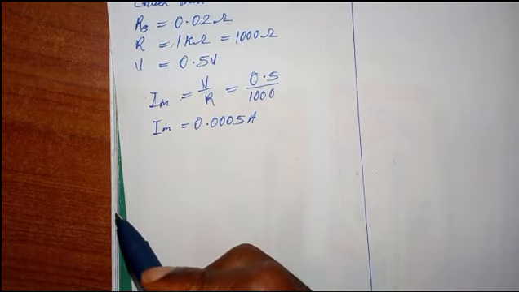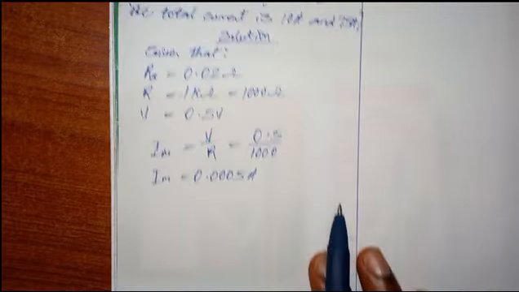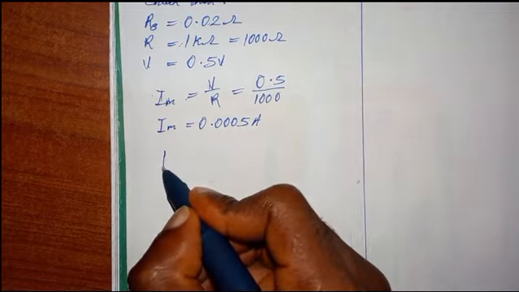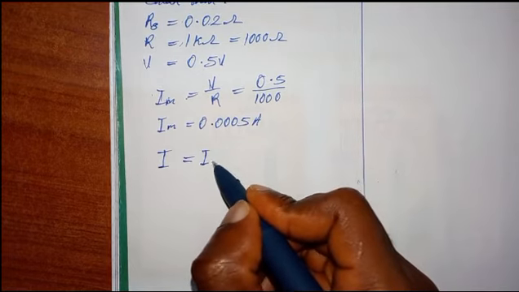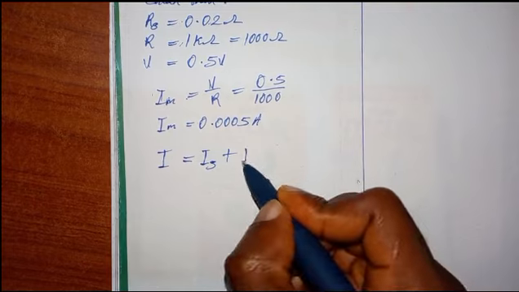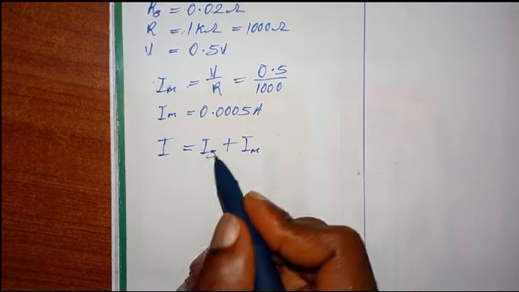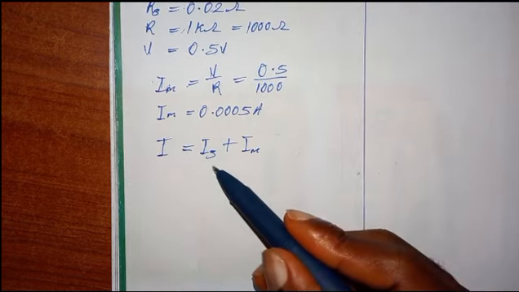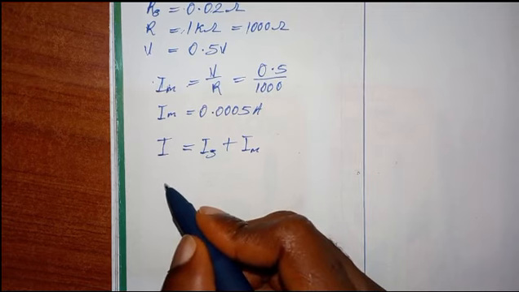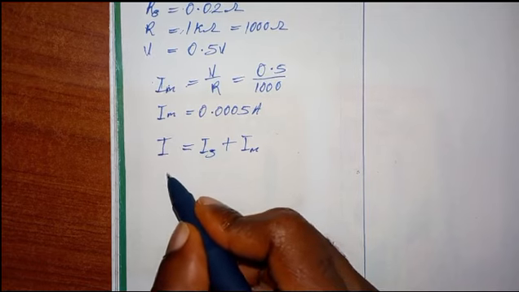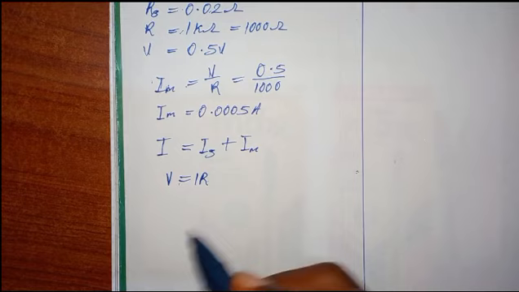So the question was, what total current does this correspond to? To have the total current, the formula is I total is equals to I shunt plus I meter, which is Im. So now we have solved for Im. We need to solve for Is, and the formula to solve for Is is according to Ohm's law. Ohm's law says voltage is equals to IR. V is equals to IR.